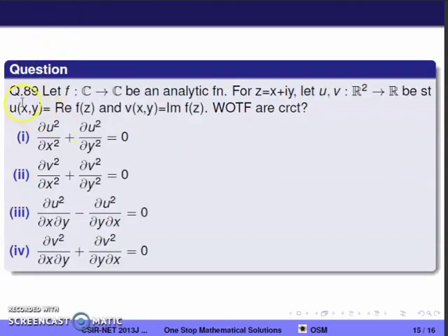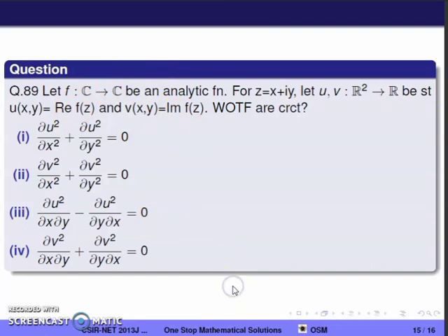Next, question 89. Let f from C to C be an analytic function for z equal to x plus iy. Let u, v be functions from R square to R such that u of xy is the real part of f of z and v of xy is the imaginary part of f of z. Which of the following are correct? So we are given an analytic function and its real part and imaginary part. We have to check which of the options are correct.